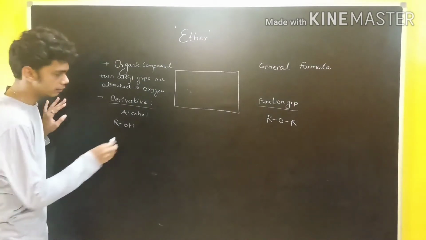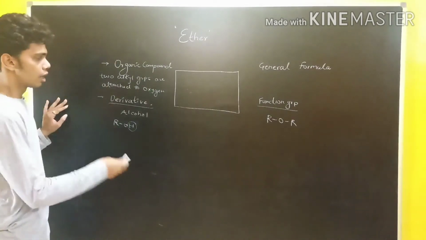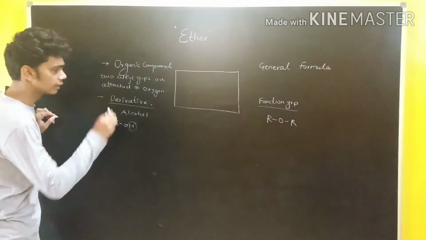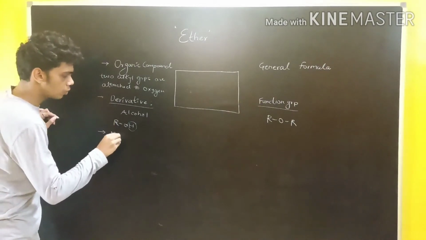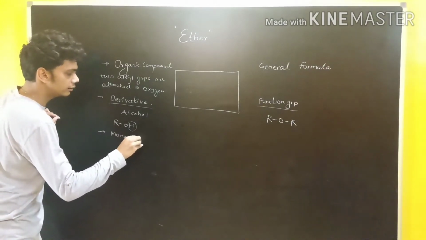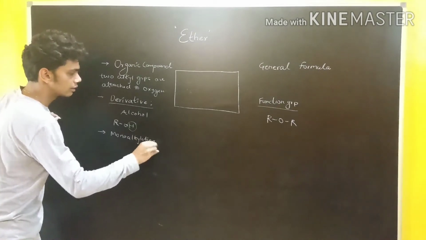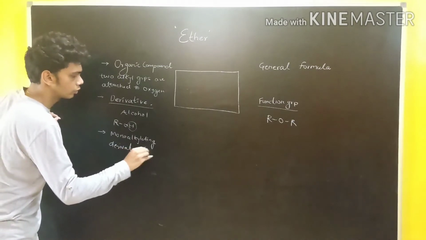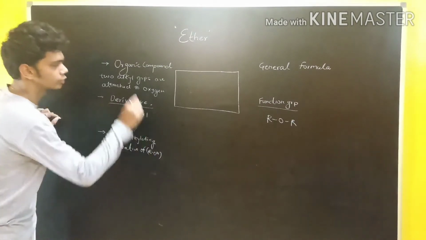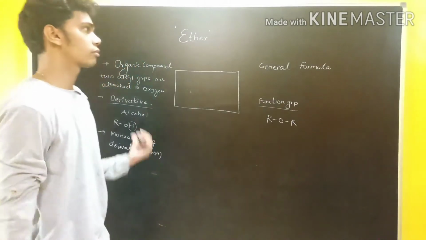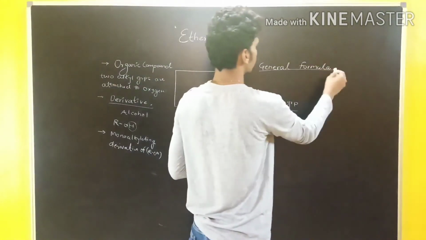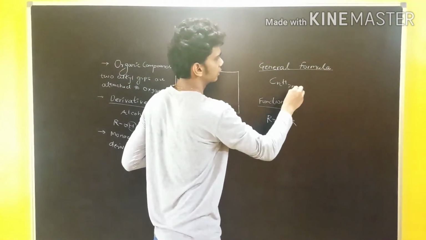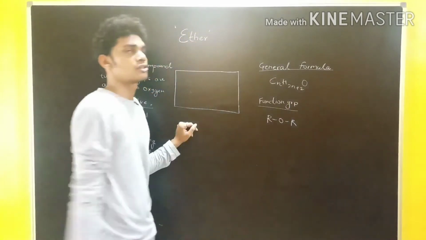ROH is alcohol. If this H is replaced by an alkyl group, you will get the ether. So the ether is the mono-alkylating derivative of alcohol. So ether is what? The mono-alkylating derivative of the alcohol. When you talk about the general formula of the ether, you have to write CnH2n+2O. This is the general formula of the ether.